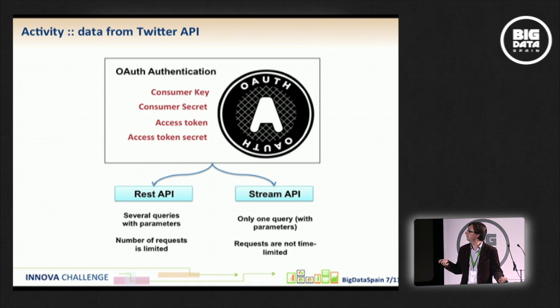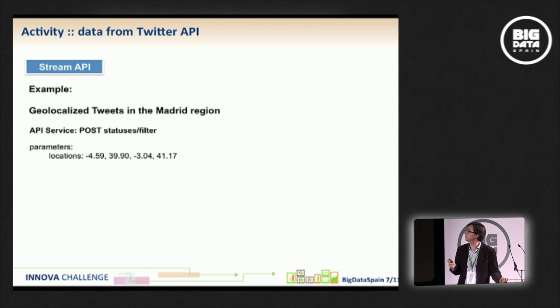With the REST API, you can have several queries with many parameters, but the number of requests is limited. While with the Stream API, you have one query, or you can repeat the query, and this is why the requests are not time limited, because you can repeat it. For example, we do things like this with the Stream API.